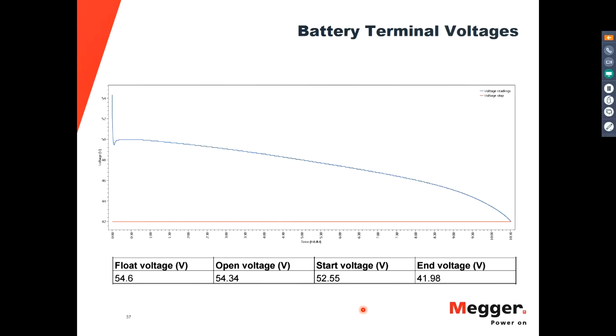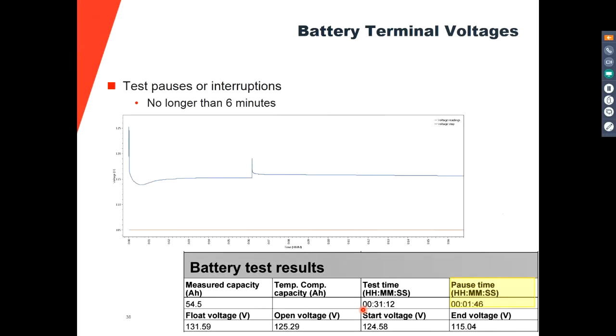So here we see a typical result again, the discharge curve, and the voltages at different stages. Here is another example, and this includes a pause. The standard allows for a pause in the test, especially to do a bypass of a cell, to remove a cell from the string, because this cell might be failing.